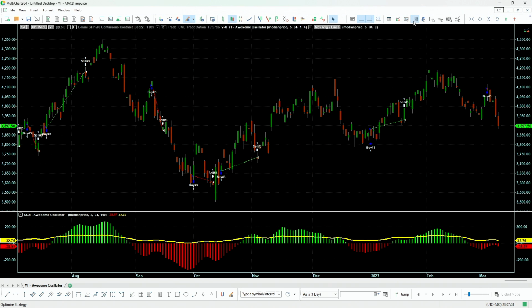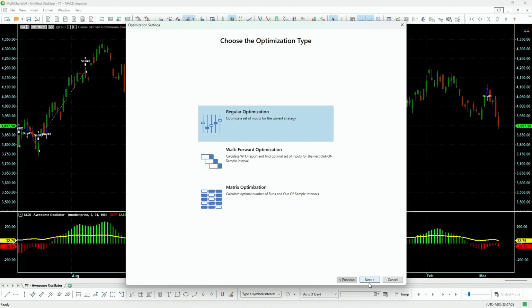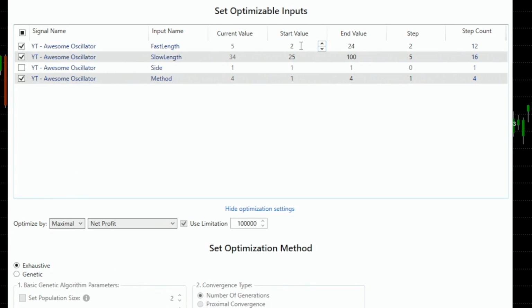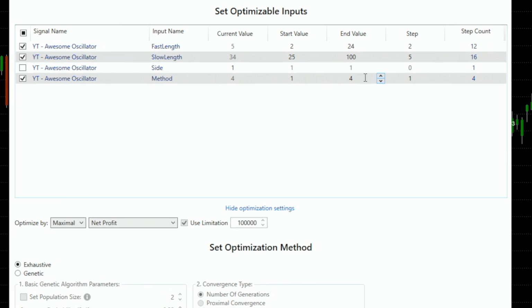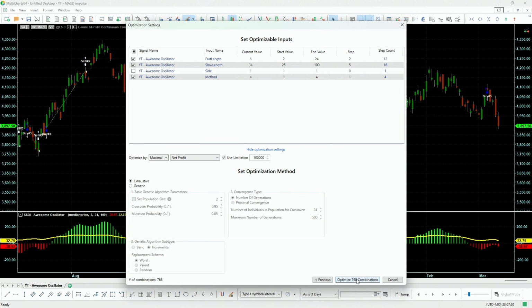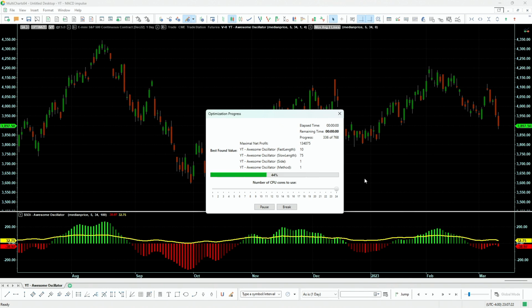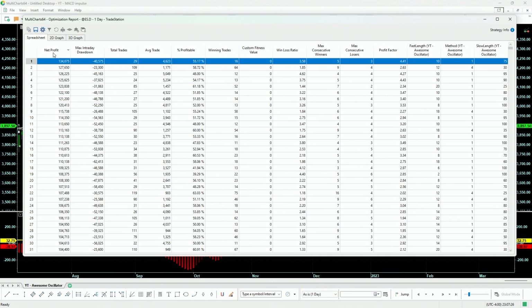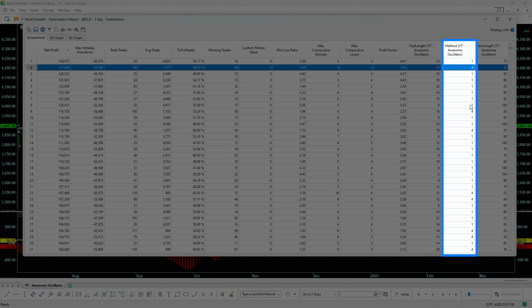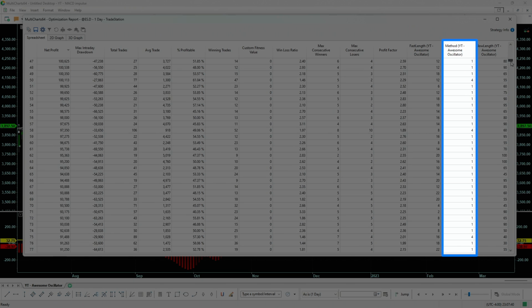But now let me do an optimization. So we will optimize the fast length from 2 to 24, slow length from 25 to 100. And we will do the 4 methods. It's all going long. So we have 768 combinations. This should be very quick, and it is. And let's sort by net profit. So this is the methodology. So 1, 4, 1, 4, 1, 4. It looks like it's split between 1 and 4.